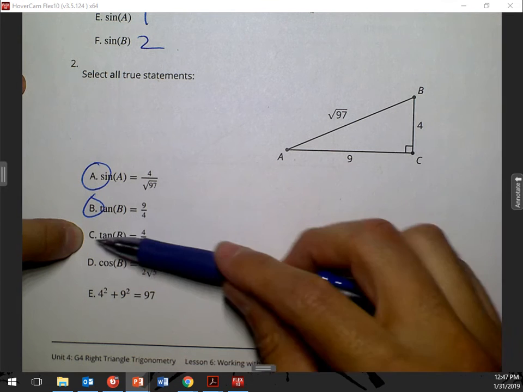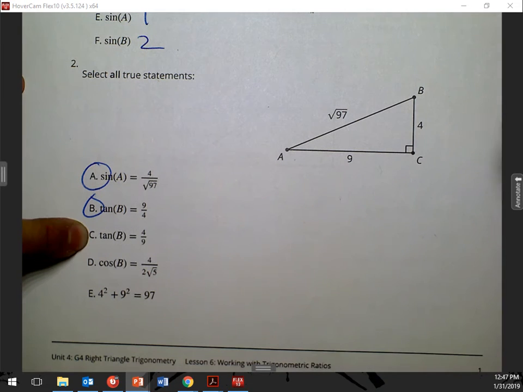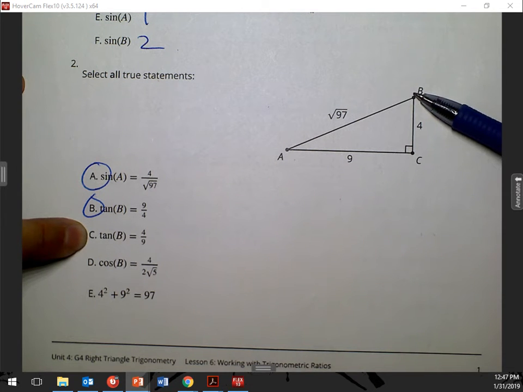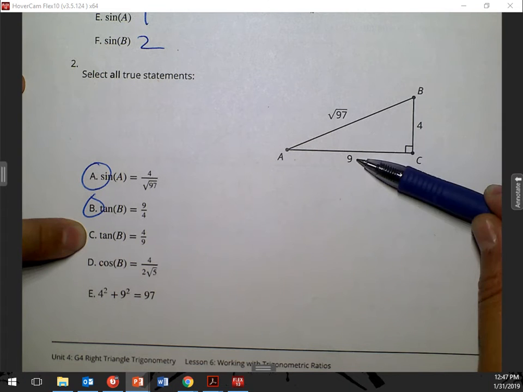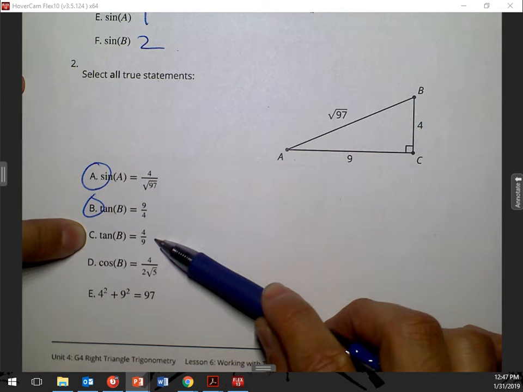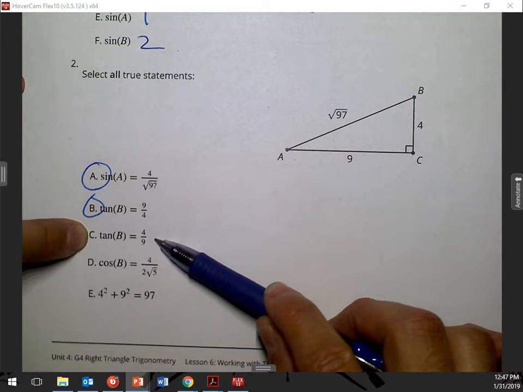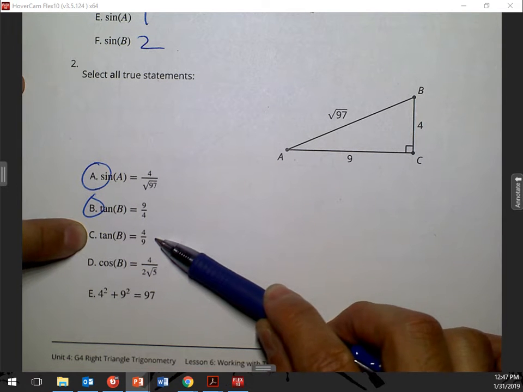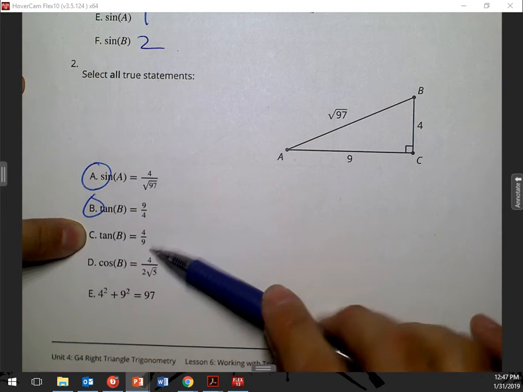So now, this one right here. So tangent of B. So now I'm at B. Does that say tangent of B? Yes, tangent of B. So opposite is? 9. Adjacent is? 4. Is this correct? Look at it! So what am I doing? Cross it out.